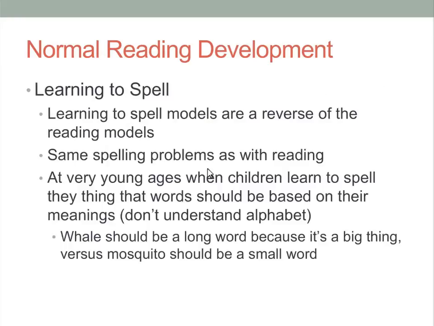Now, learning to spell is very different than learning to read. It's actually kind of the reverse of those reading models. You do see the same spelling problems as with reading. So at a very young age, children learn how to spell things.